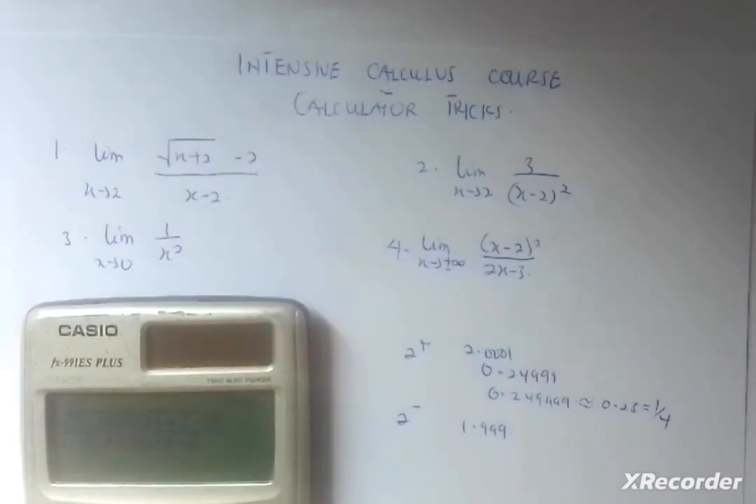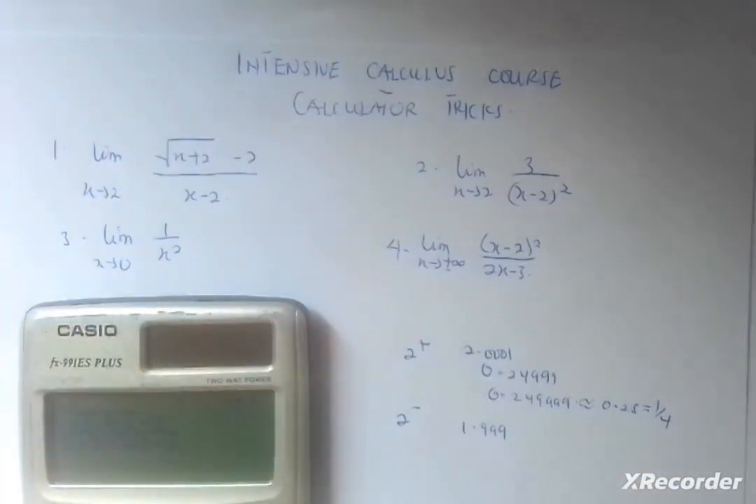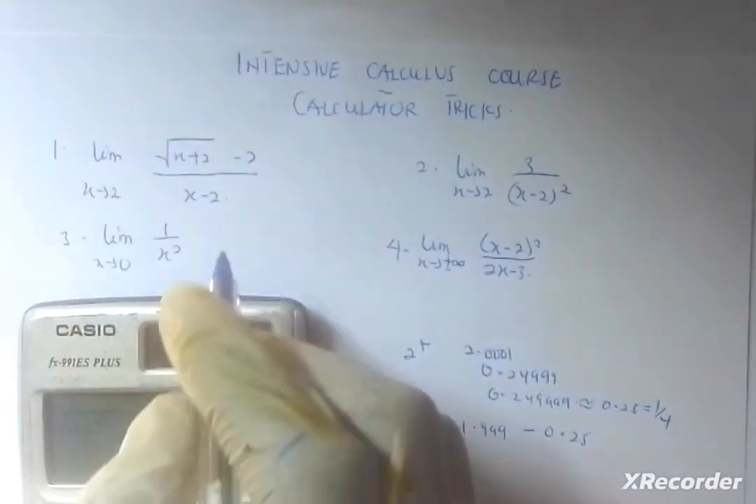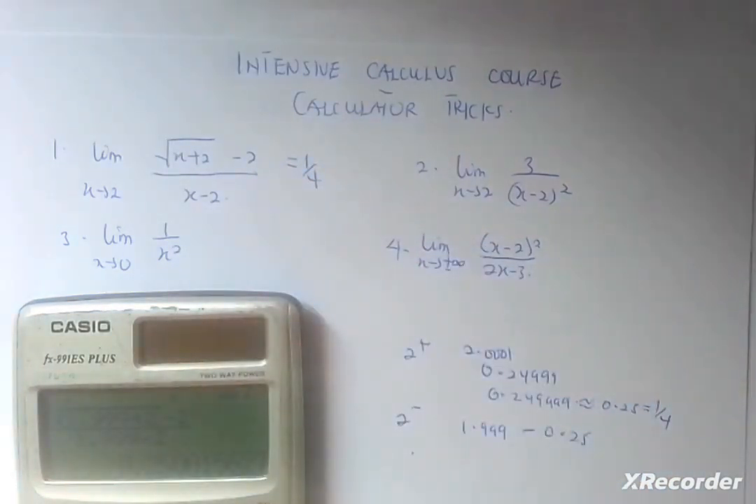You take your calculator, and where the 2.0001 was, you clear it, and you put 1.9999. Then you come down, you also put 1.99 down. What are you getting? For 1.99, you are getting 0.25 exactly. From this, you can see that the limit of the first one is equal to 1 over 4, or 0.25. You can also solve it by applying the conjugate method. So the limit is 1 over 4.